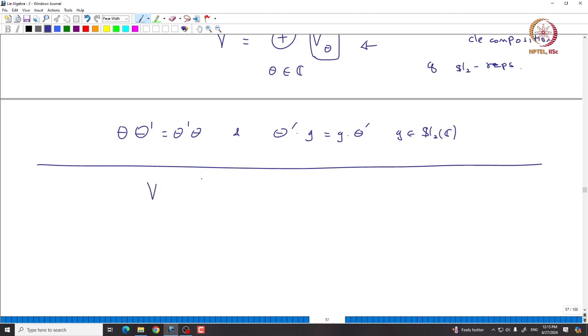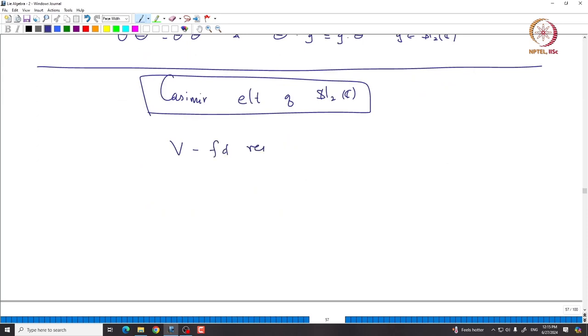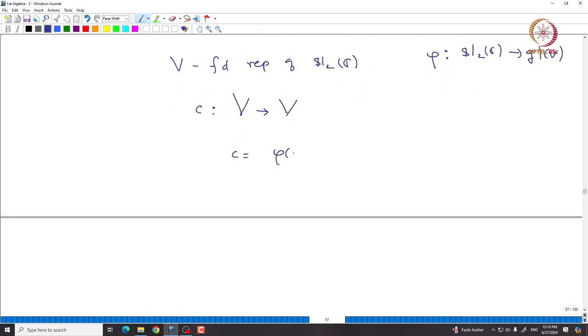So, what is the Casimir element? The Casimir element of SL2(C). Note that V is, let us say, a finite dimensional representation of SL2(C). Let us call this phi, the map from SL2(C) to GL(V). Again, I am identifying the action, everything, in terms of this. Now I am going to define C from V to V, where C is given by phi(x)phi(y) plus phi(y)phi(x) plus a multiple of phi(h) squared. This is the map that we are interested in.